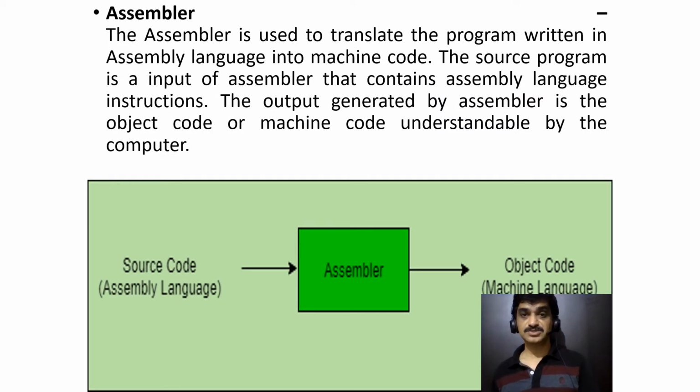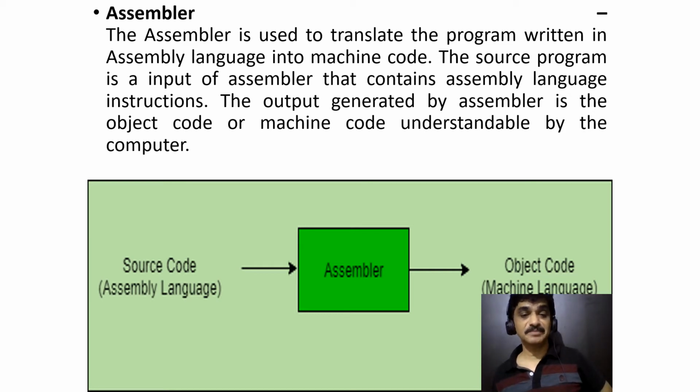The assembler is used to translate a program written in assembly language into machine language. Assembly language is a special type of language which is written using numbers and alphabets. The source program is the input of the assembler and contains assembly language instructions. The output generated by the assembler is the object code, or the machine code, understandable by the computer. There we used a high-level language. Here we are using assembly language.